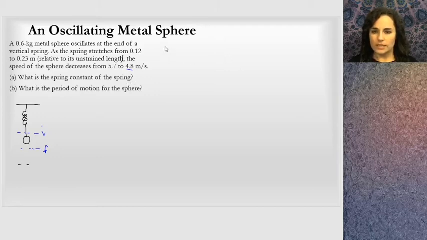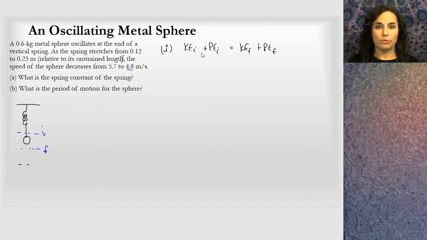So since I said it's energy, let's write out what we know. Kinetic energy initial plus potential energy initial has to equal kinetic energy final plus potential energy final. One last thing I'm going to note before I write out all the terms here is that we're not given the initial equilibrium position or length. And what we know is our initial and final displacements are measured from that original equilibrium position, which I'll call x naught.